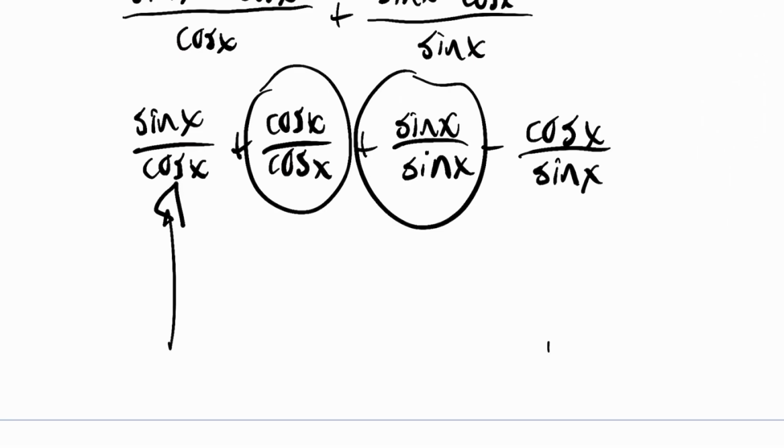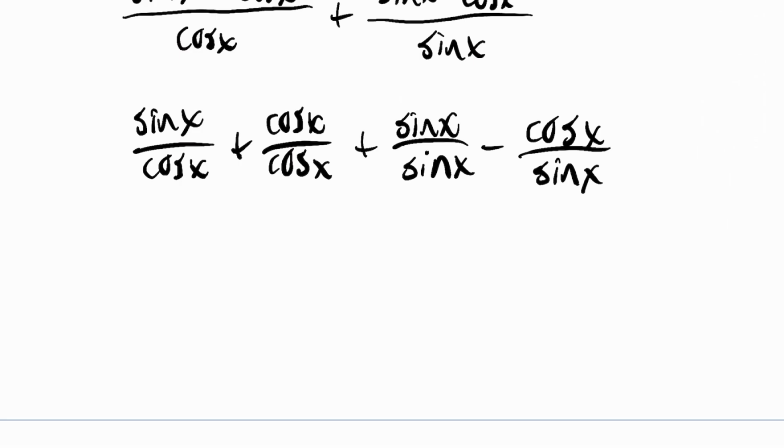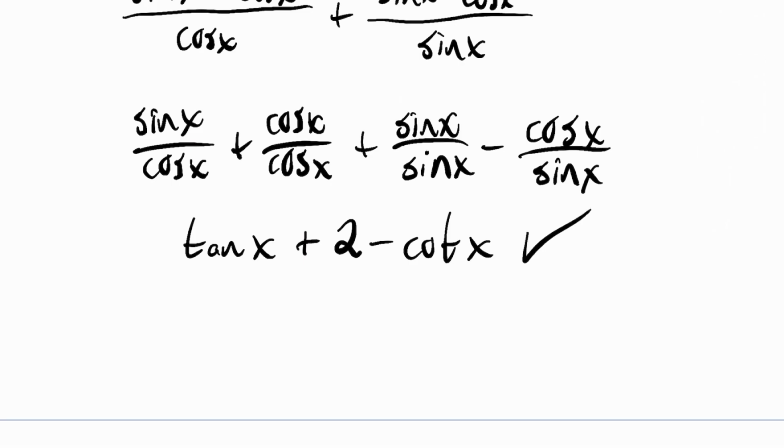This guy's tangent and this guy's cotangent. So I kind of have tangent plus, well, 1 plus 1 would be 2, minus cotangent. And see, now that's simpler. I have fewer symbols. I've made it simpler. So that was the goal. That's what I wanted. And maybe there's a way to make it even simpler.